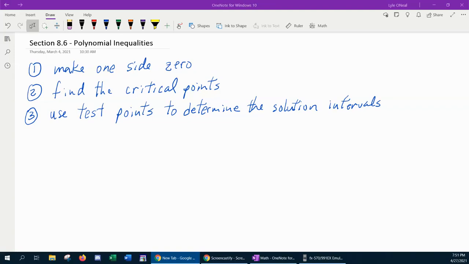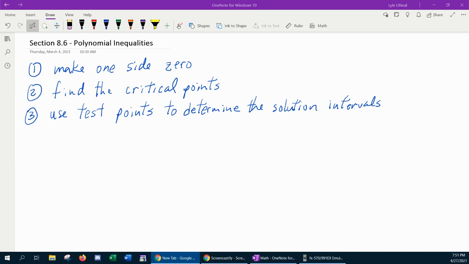Hello and welcome to our lesson on polynomial inequalities. This is going to be from section 8.6 in our text, and we have a brief introductory list of instructions we're going to go through, and then we'll jump into the examples.